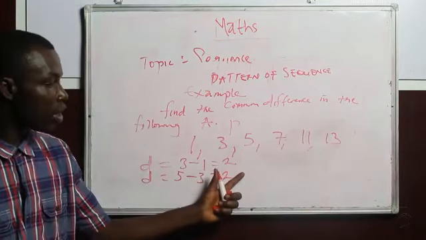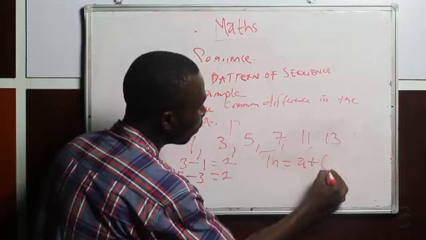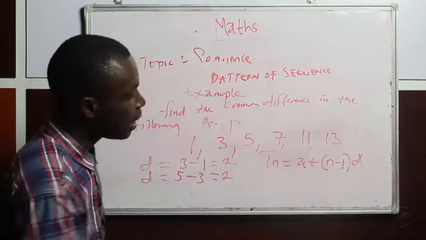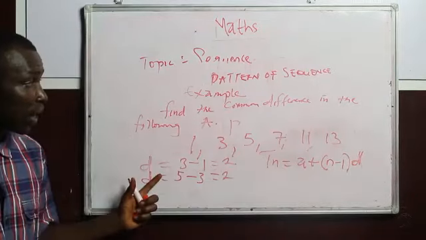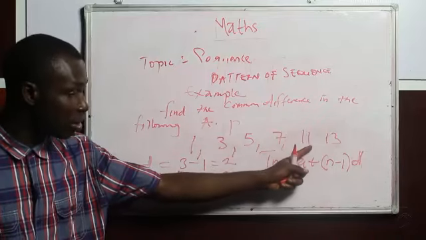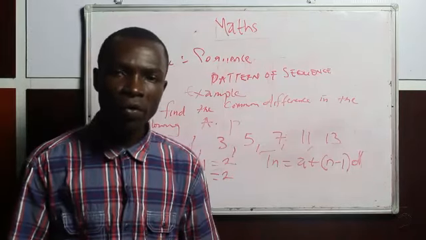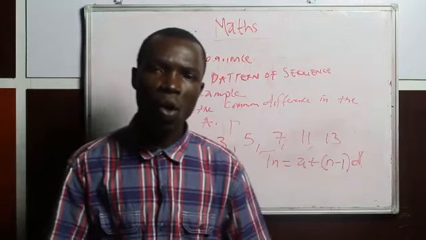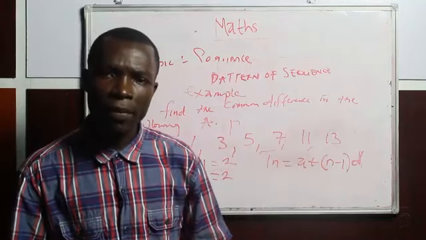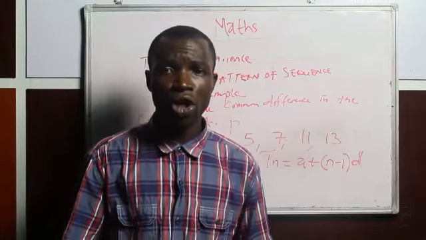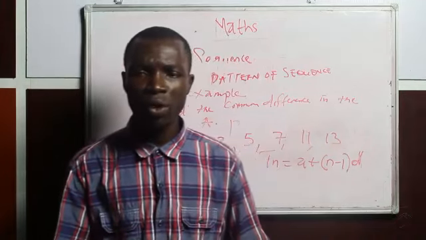Therefore, our common difference d in the equation Tn equals a plus (n minus 1) d satisfies the pattern of a sequence in arithmetic progression. d means common difference, and that is what they asked us to calculate in this question. Therefore, d equals 3 minus 1, which is 2, and 5 minus 3, which is 2. I am confident that you understand the nth term of an arithmetic progression by solving these equations. And I know that by the time I give you an evaluation to solve, you'll be able to solve it accurately. Before I proceed, I would like to give you a few questions to solve.